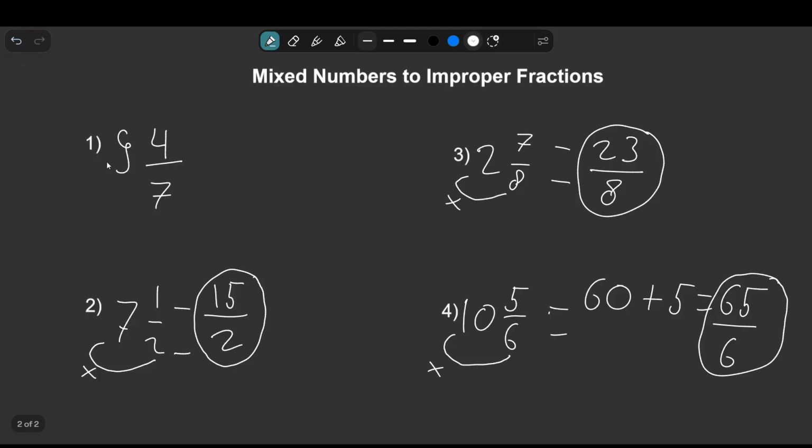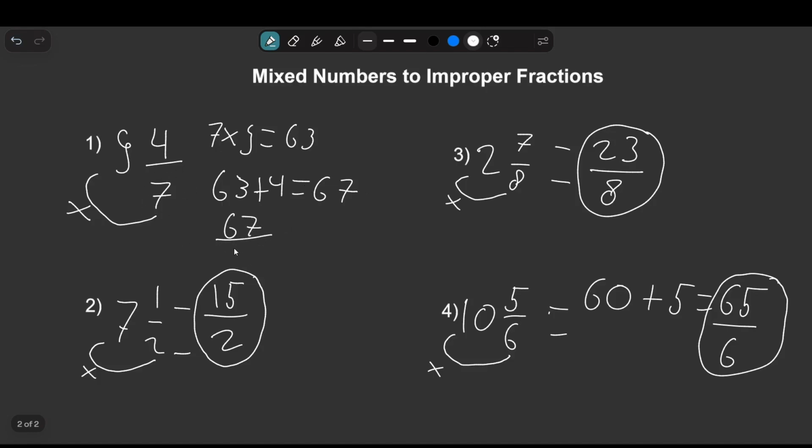So I drew another example for you guys, and this one we're going to do all the way from the start to the end. So we have 9 4/7. We're just starting from the bottom, go all the way around, and we multiply them by each other. So 7 times 9 equals 63. Now, what we have to do with the 63 is again add the numerator. 63 plus 4 equals 67. So this will be our numerator, 67, and our denominator will stay the same, so our denominator will be 7. 67/7. So this was the video on how to change mixed numbers to improper fractions.